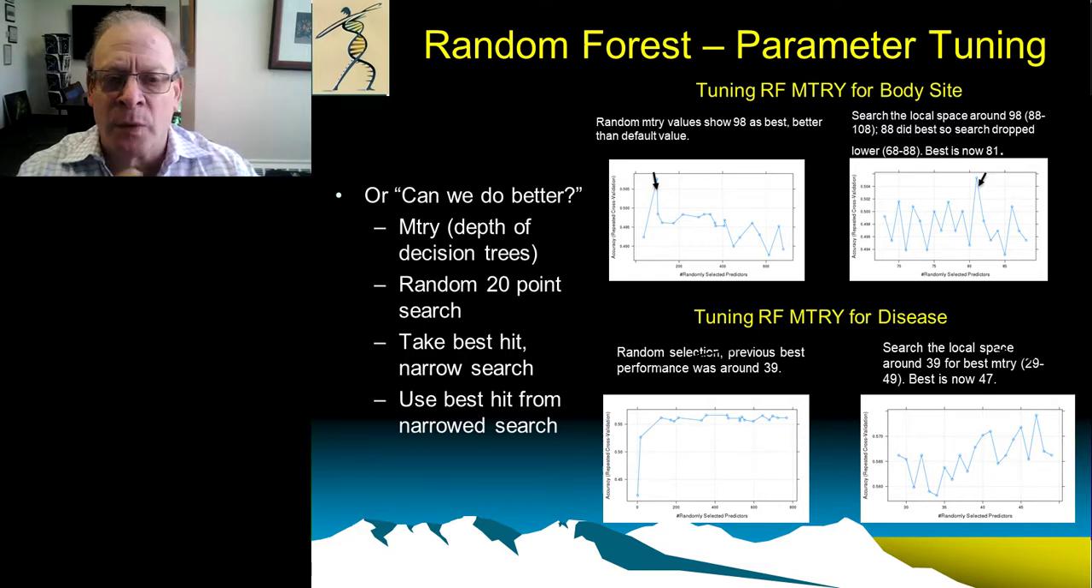we started with 98 and saw that it did the best over a very broad grouping, and so we looked in the space around that from 88 to 108 and found that 88 did the best from that. And so we said, okay, we're still kind of at the high end here. So we dropped down and looked at another group of trees from 68 to 88, which gave us a best of 81. This is for the body site.